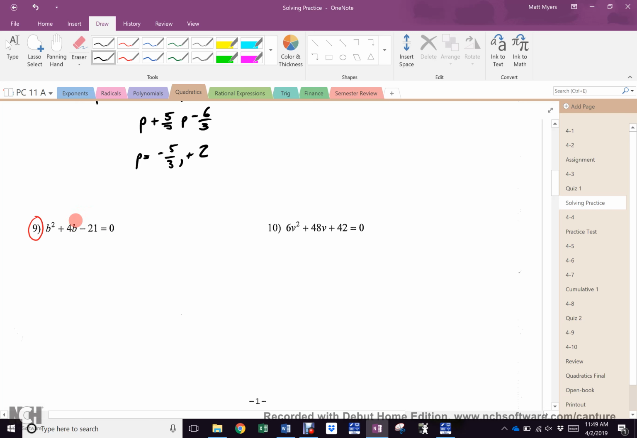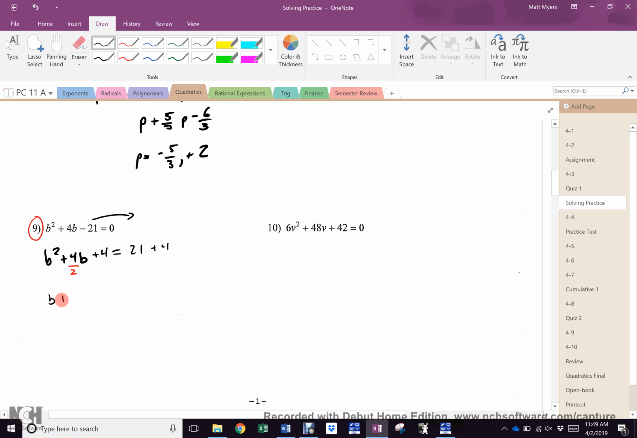Were I to complete the square, it would be b squared plus 4b. What do I do to the 4? Oh, good. No one remembers. I divide by 2, and then I do what with that answer? Square it. Plus 4, right? Equals, now I move that 21 over here, so it becomes +21. And how much did I add to this side? 4, so I add 4 to that side.